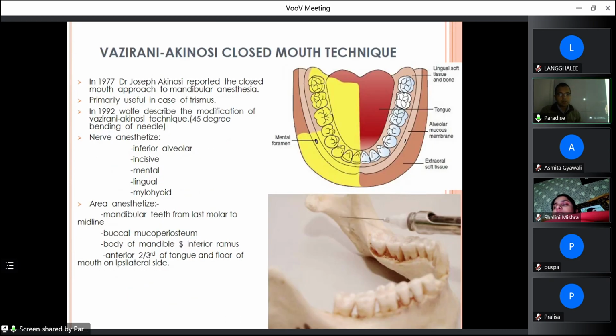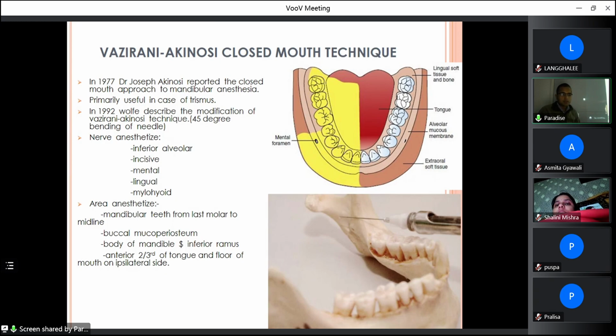Next is Vazirani-Akinosi closed mouth technique. Clinically, it is very important because in case of trismus, if the patient cannot open the mouth and you have to do any procedures, then you can block all the divisions of the mandibular nerve through this technique. In 1977, Dr. Joseph Akinosi reported the closed mouth approach to mandibular anesthesia. It is primarily useful in case of trismus. In 1992, Wolfe described the modification of the Vazirani-Akinosi technique with 45-degree bending of the needle. So it anesthetizes all the branches of the mandibular nerve.